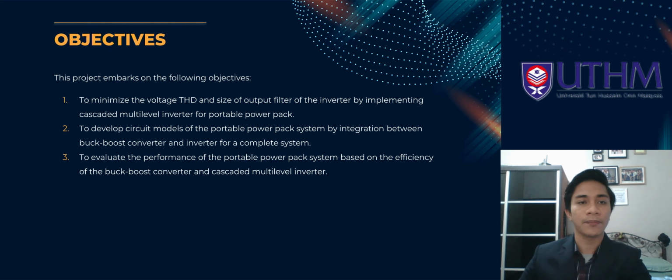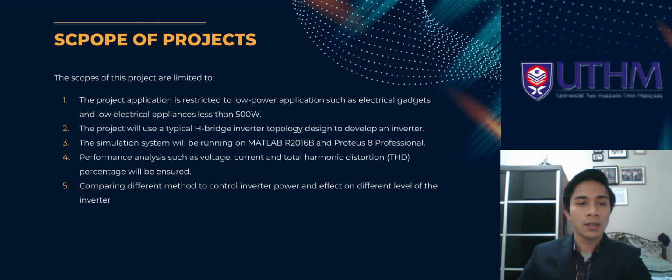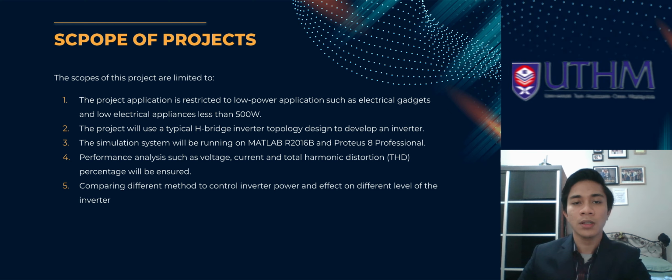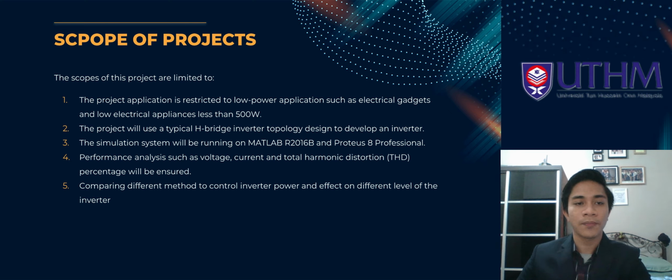cascaded multi-level inverter. The scope of the project is divided into 5. The first one is that the project application is restricted to low power applications such as electrical gadgets and low electrical appliances that are less than 500 watts. The second is that the project will use a typical H-bridge inverter topology to design and develop an inverter.